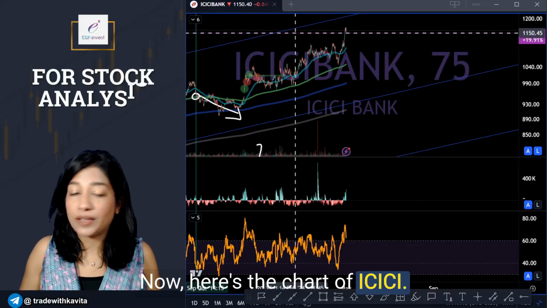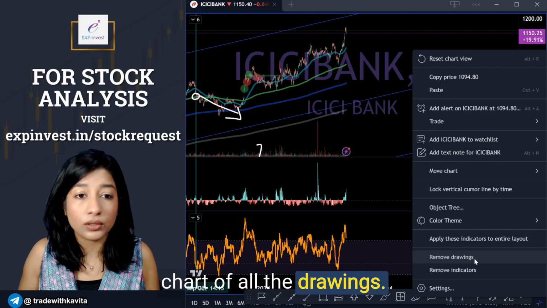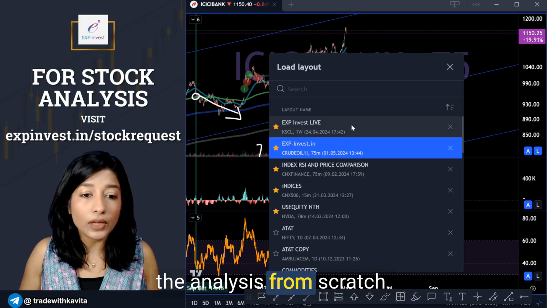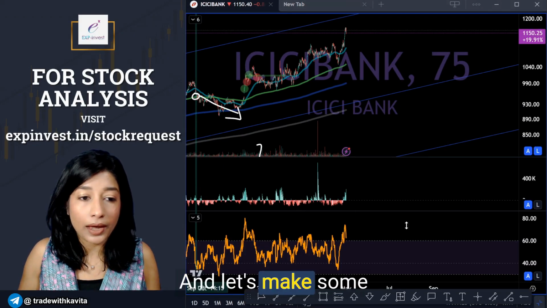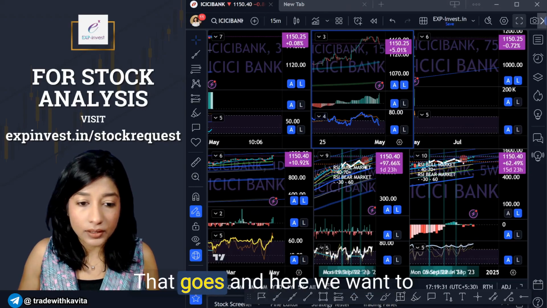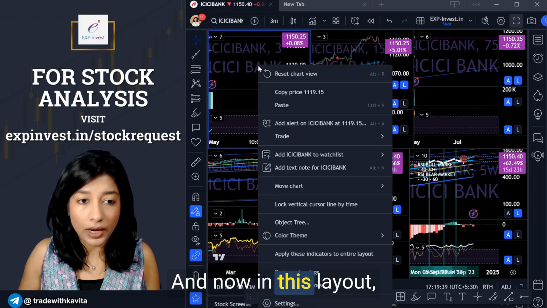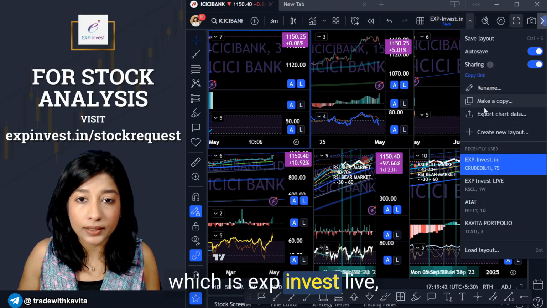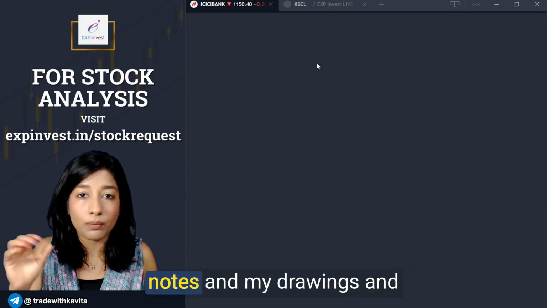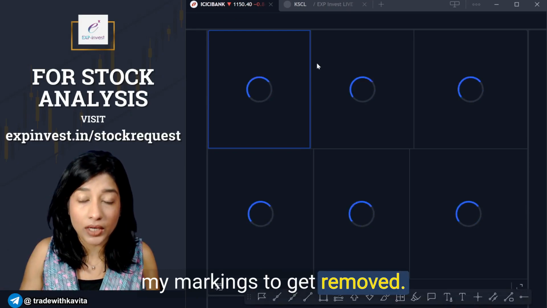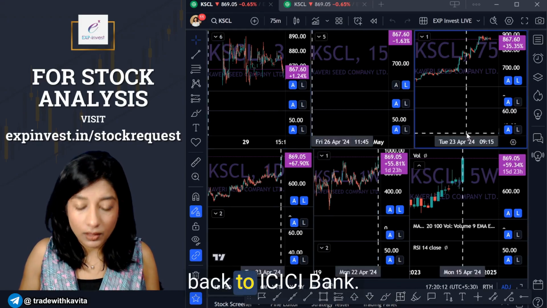Now here's the chart of ICICI, and in order to help you out, I'm going to clean this chart of all the drawings and show you the analysis from scratch. So let's quickly switch our layout here and make some setting changes. Here we want new drawings to sync in layout. That's good. Now this layout, which is EXP Invest Live, is the layout that we want to use for our live sessions, because I don't want my personal notes, drawings and markings to get removed, but I also don't want to show you a chart that is overcrowded. And now we'll switch back to ICICI Bank.